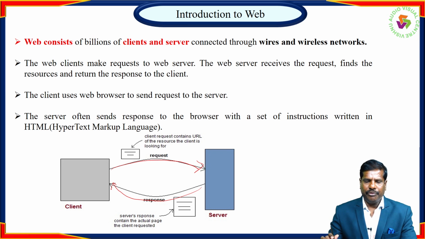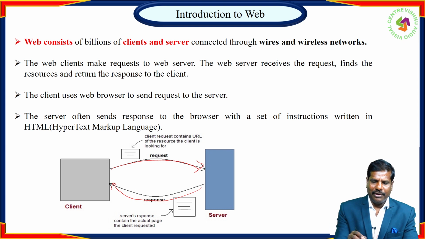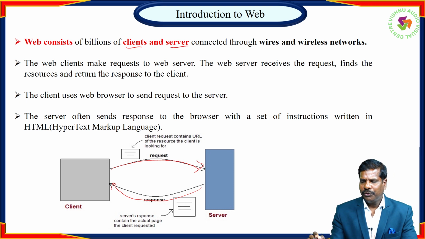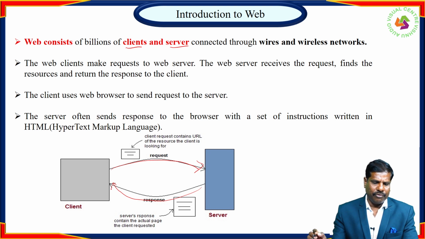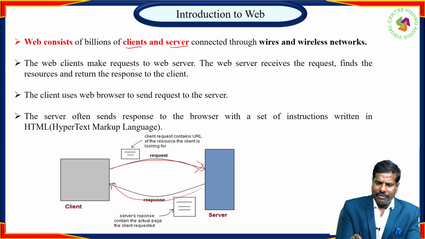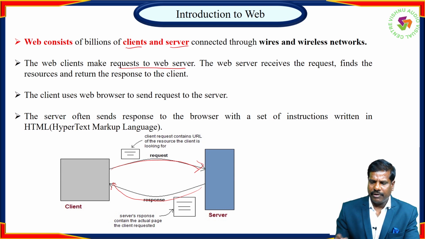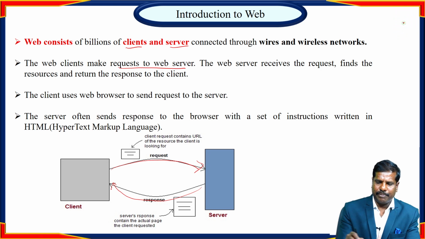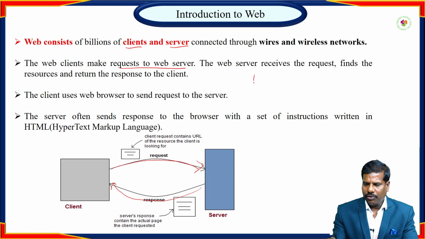Now, introduction to the web. The web consists of billions of clients and servers connected through wires or wireless networks. A web client always makes requests to a web server. The web server receives the request, finds the resources, and returns the response to the client. So always the client sends the request to the server.